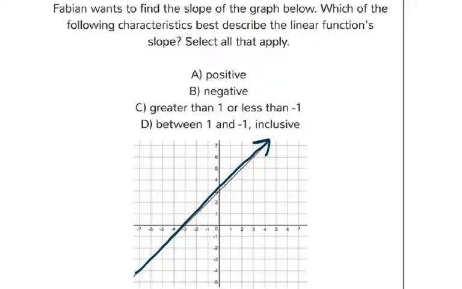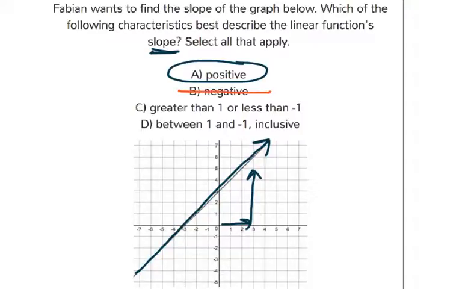When we look at slope, we always look at what's happening as I move to the right. So as I move right, the graph is moving up. We call that a positive slope. So that's going to be A. It's not negative. I'm crossing out B. A negative slope would be pointing downwards like so.